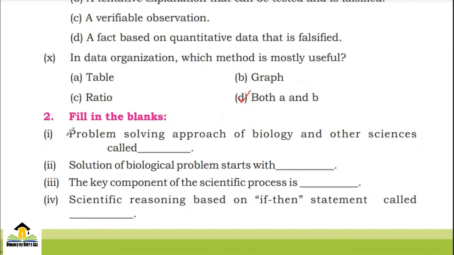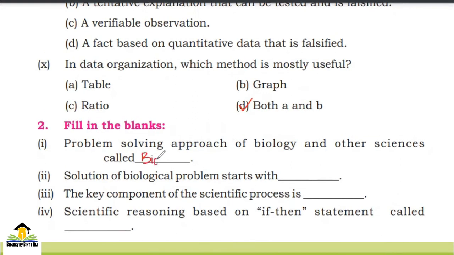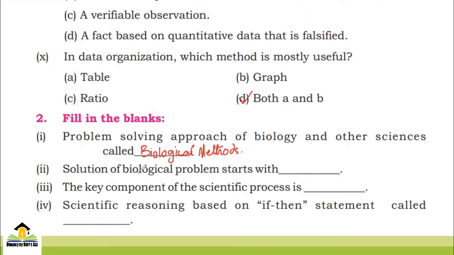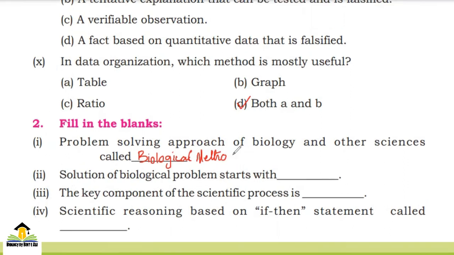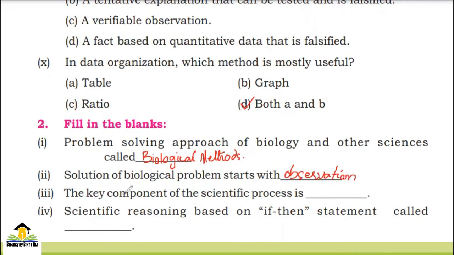Question number 2. Fill in the blanks. Number 1. The problem-solving approach of biology and other sciences is called biological method. Number 2. Solution of a biological problem starts with observation. Number 3. The key component of the scientific process is hypothesis.